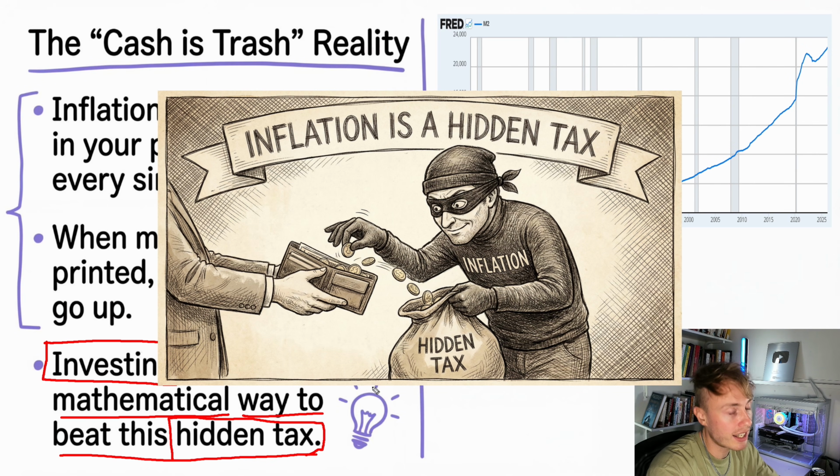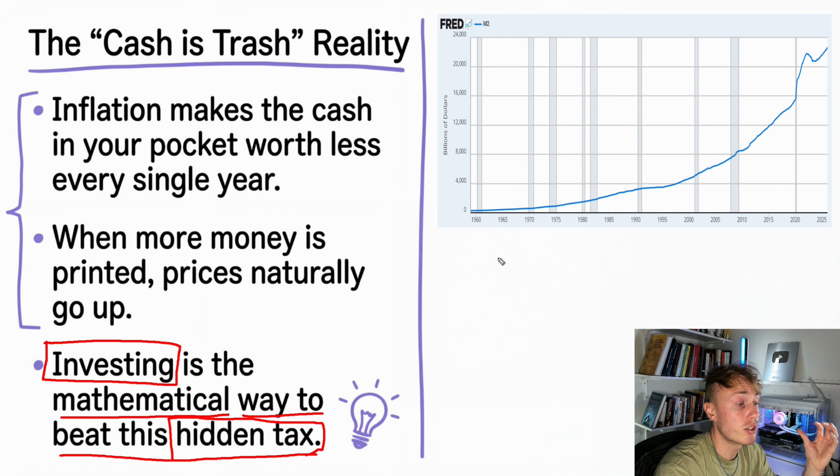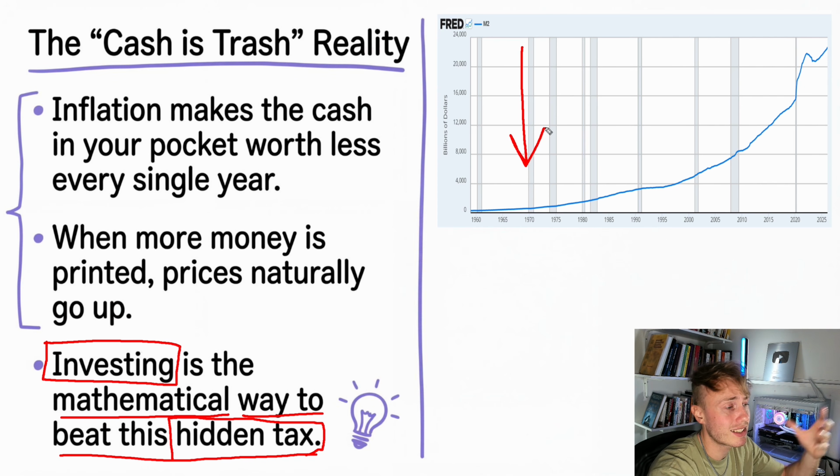And yes, I call inflation a hidden tax because that is basically what it does. It makes your money worth less and less over time, but at the same time it happens so slowly and steadily that you don't really realize it. From day to day you don't notice much, but if you look at large time periods, you will see that your money has lost tons and tons of value.